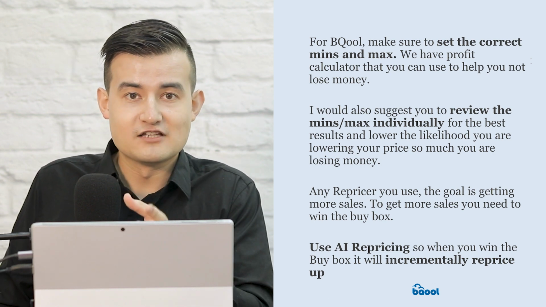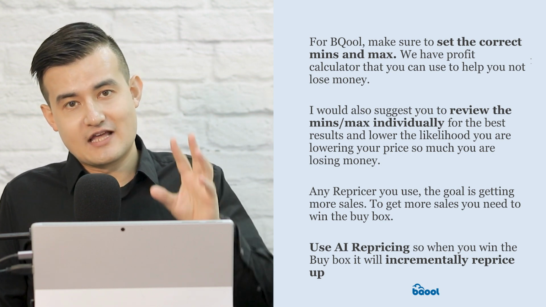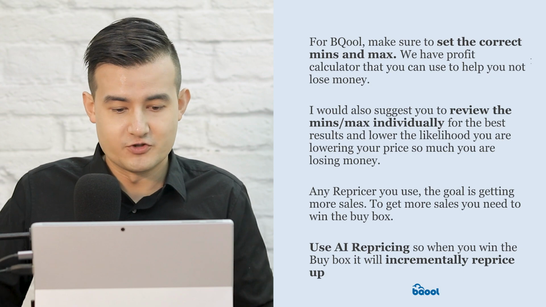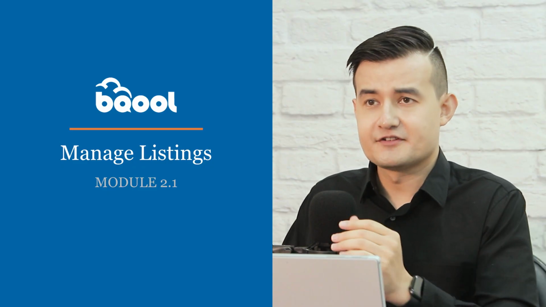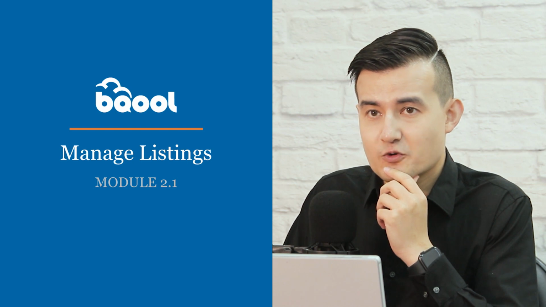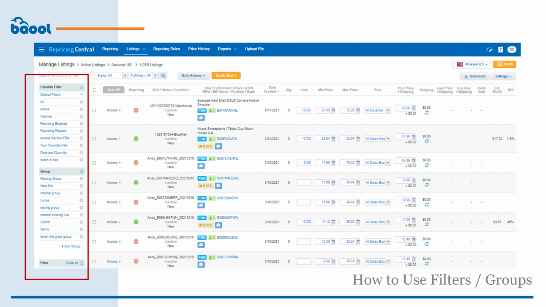And then one of the best things you could do is also use the AI repricer, because after it captures the buy box, it would actually incrementally reprice up for you. So next, let's talk a little bit about the listings, where we're going to cover some of the most commonly used filters, because a lot of people have questions about how to use filters, how to use groups.